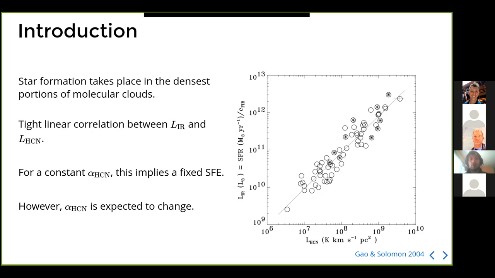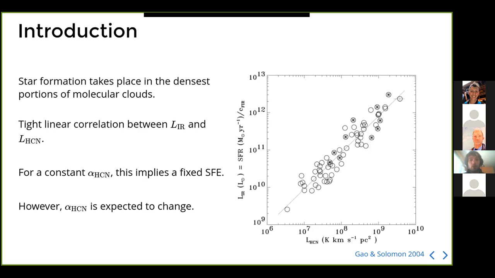So people look for other tracers of molecular gas, which might be probing more directly these dense regions. One of them is hydrogen cyanide. And why do we say it's tracing denser gas? Well, it has a higher critical density, so it should be excited at higher densities than CO.